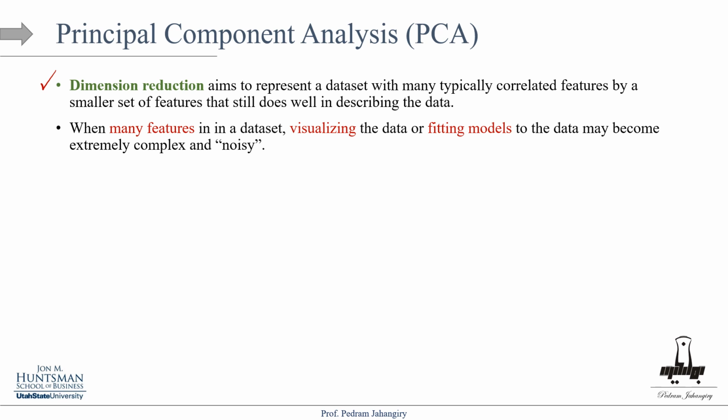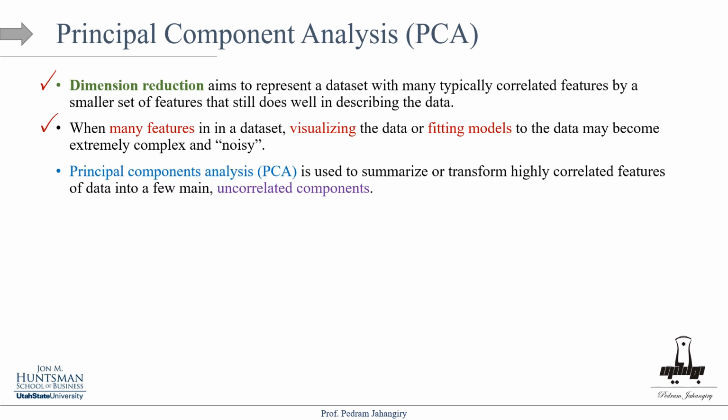The goal is to represent that dataset with a smaller set of features that still does well in describing the data and explaining the variation in the data, in the right directions. On the other hand, when we have many features in the data set, visualizing and fitting the model is going to be problematic. Basically, PCA is used to summarize or transform highly correlated features of data into a few main uncorrelated components.